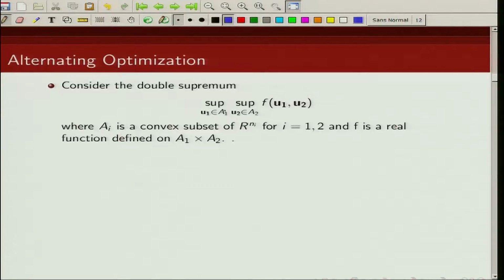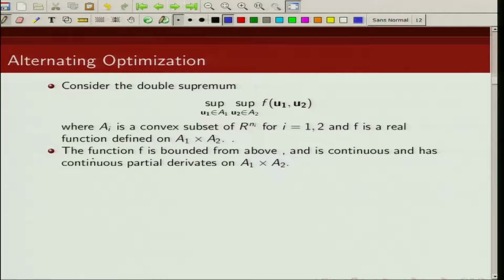So let's say you want to compute a double supremum. You have a function f over u1 and u2. U1 belongs to a convex set A1 and U2 belongs to a convex set A2. Now you want to compute the double supremum of this function f, which is a function of u1 and u2, and this function f is a real function defined over A1 cross A2. The function is also bounded from above. So this function is upper bounded by some finite quantity, and it is continuous. It also has continuous partial derivatives. So these are the conditions on the function f.